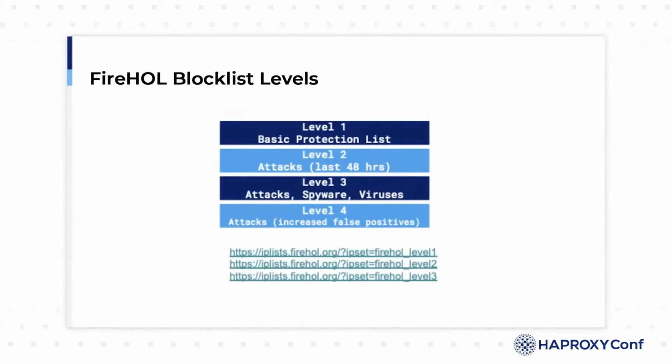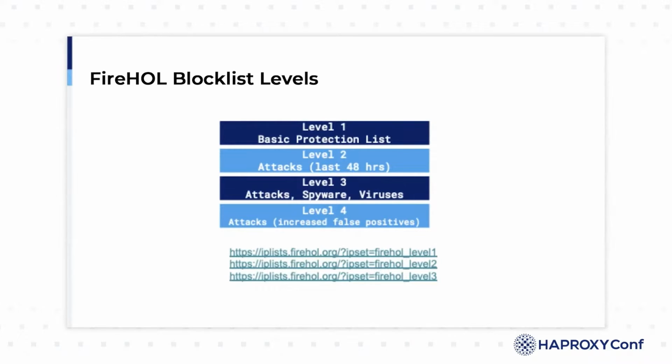As I mentioned, Firehall tries to help you with the block list to make it simple. They have what they call their 4 layers of protection or levels. If you enable level 1, level 2, and level 3 with Firehall, you can rest assured that you're not going to have any false positives.